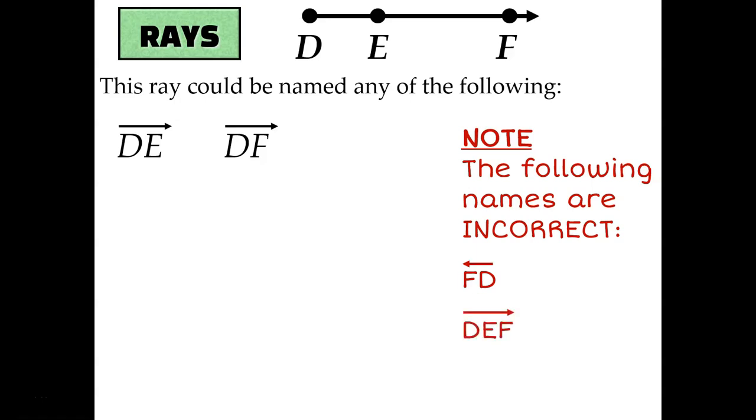You also cannot call this ray DEF, because rays are only named with 2 points on the ray, never 3. And you also cannot call this DF. It's almost correct, except it's missing an arrow on the symbol written above the letters.